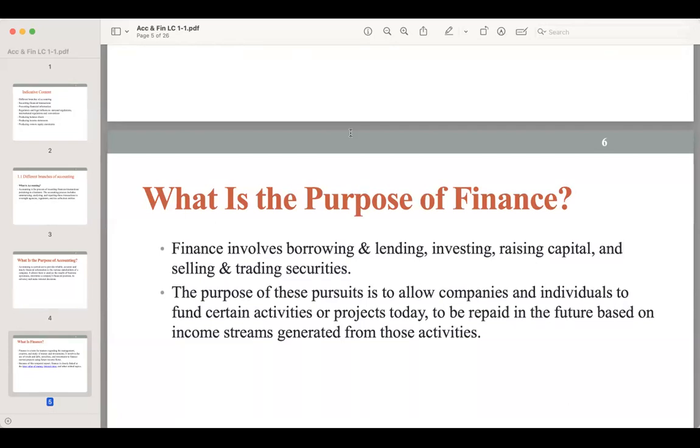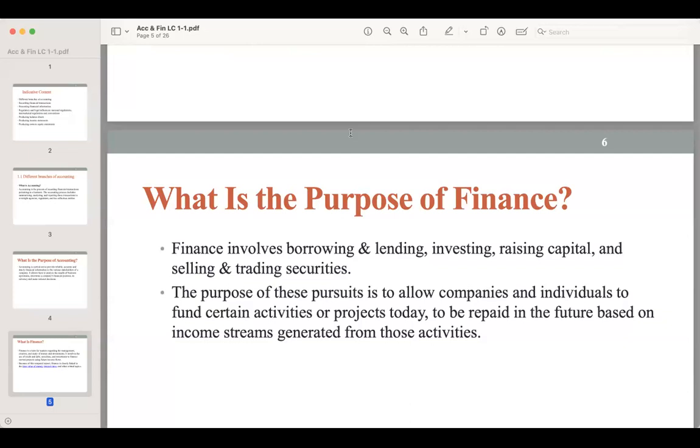So why do we engage in these pursuits? The main objective is to enable companies and individuals to fund certain activities or projects today with the expectation of repayment in the future. This repayment is typically based on the income streams generated from those activities. So now let's break it down further.